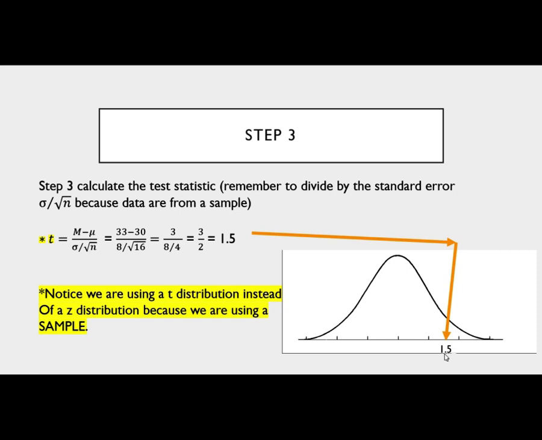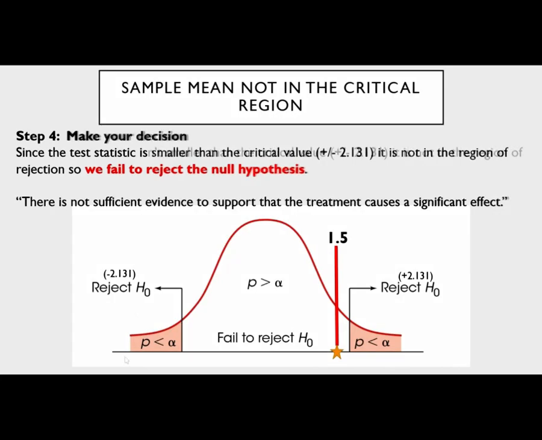So we come over here and we see that 1.5 is about here. Now, we're using a t-distribution instead of a z-distribution because we're using a sample, so we have to go on the inside cover of the textbook, on the back. We have the negative and the positive z values. You turn one more page in and you get to the t table.